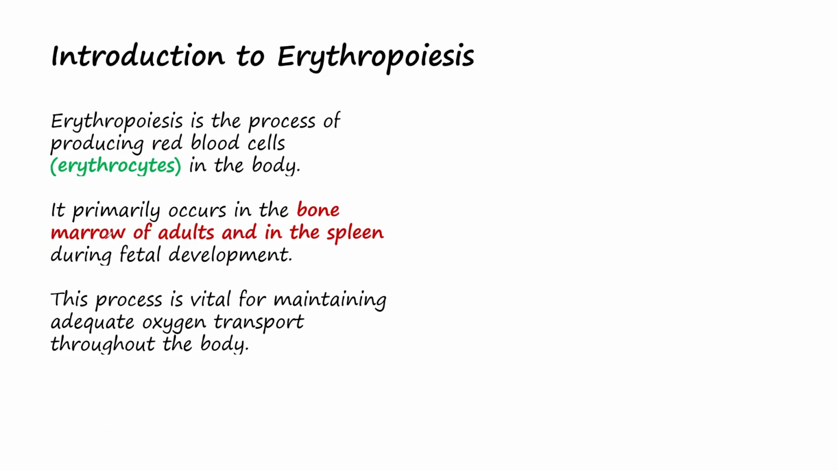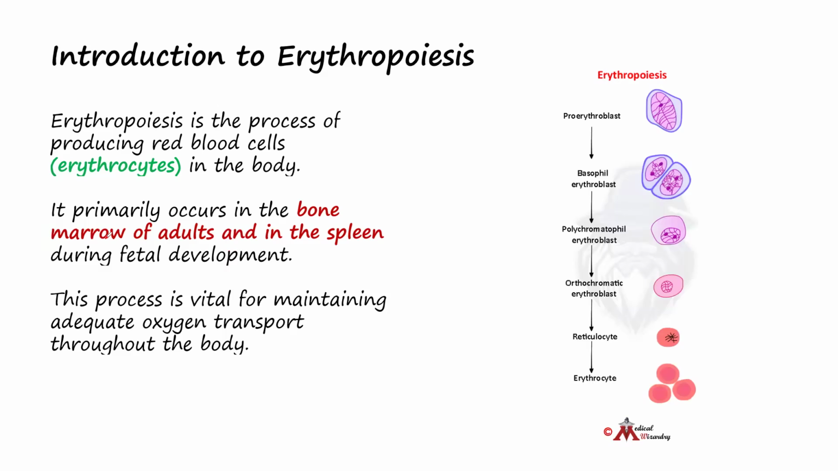So remember, the major function of the erythrocyte in our body, that is red blood cells, is to transport oxygen. So therefore, the process of erythropoiesis is very important in maintaining the adequate supply and transportation of oxygen throughout the body. And this is briefly how erythropoiesis takes place.